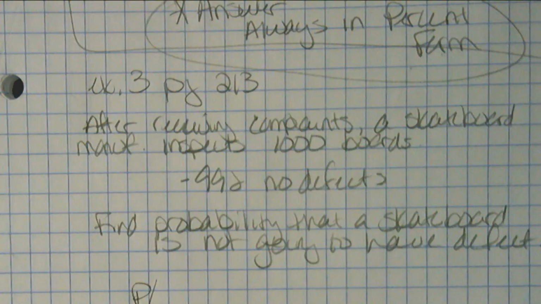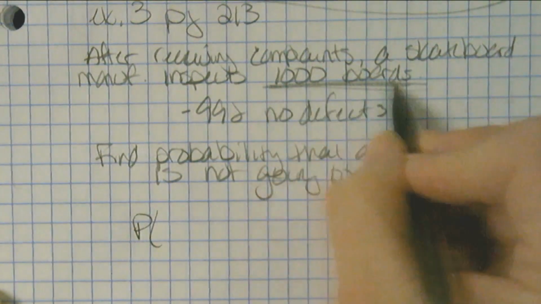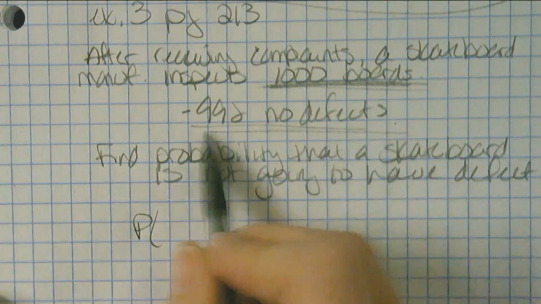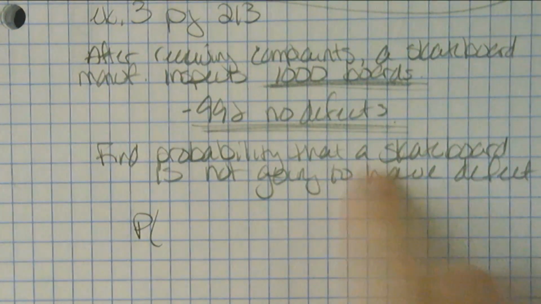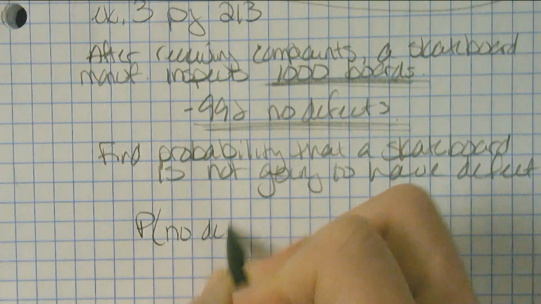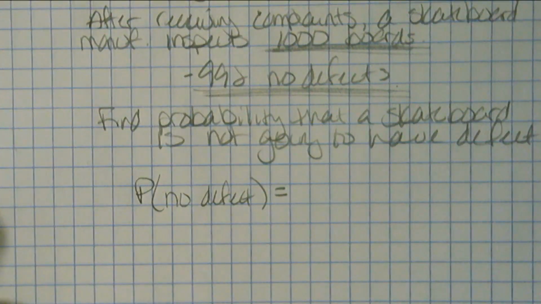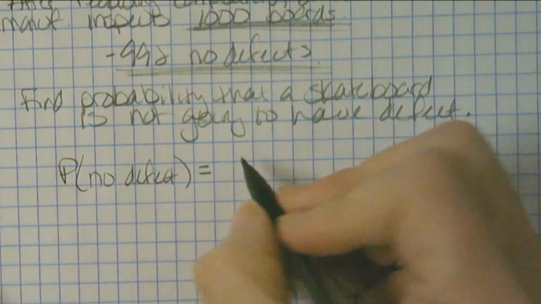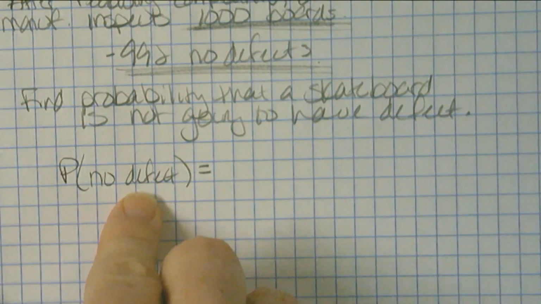After receiving complaints, a skateboard manufacturer inspects 1,000 skateboards. So there are the total number of skateboards inspected. 992 of them did not have defects. We want to find the probability that a board's not going to have defects. So probability, so P, and I'm going to say no defect, equals. What's the formula for probability? What's the formula for probability, Jacob? Well, I'm going to say P of no defects.